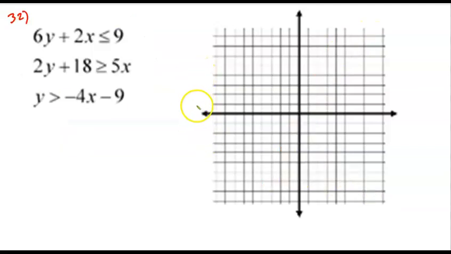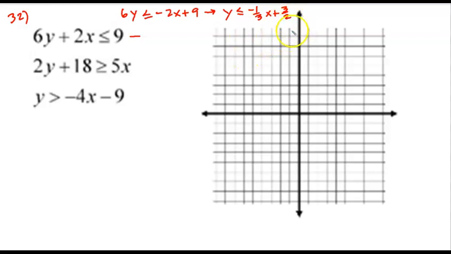Okay, 32 is another 3 inequalities. So let's see what we have here. These are relatively easy numbers to work with, so I'm just going to solve them for y. It seems to be more common for most people. So 6y is less than or equal to negative 2x plus 9. And I'll just keep going this way, dividing by 6. Y is less than or equal to negative 1/3 x plus 9/6, which is 3/2.